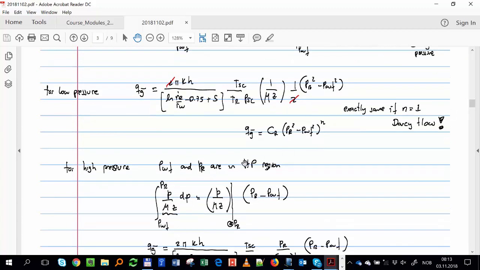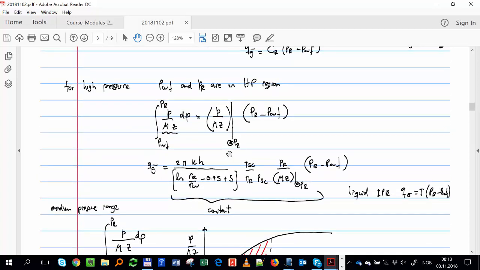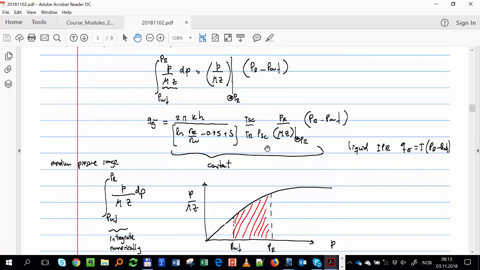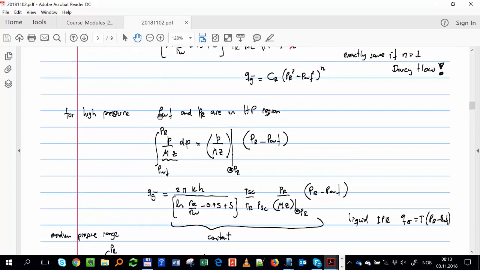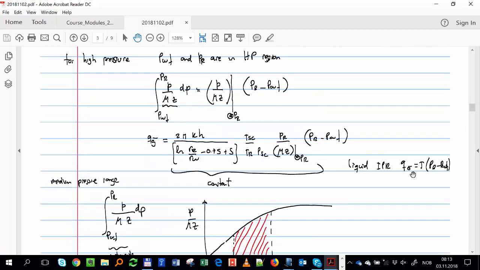Then for high pressure, which is again the easiest case, we said that we evaluate all of that at one pressure. It doesn't matter. So I chose reservoir pressure. You could have chosen any pressure here. And you get a very similar result, like a liquid IPR, which is also nice. For gas at high pressures, and we are saying here high pressure is more than 275 bar, it behaves like a liquid, which is very convenient.